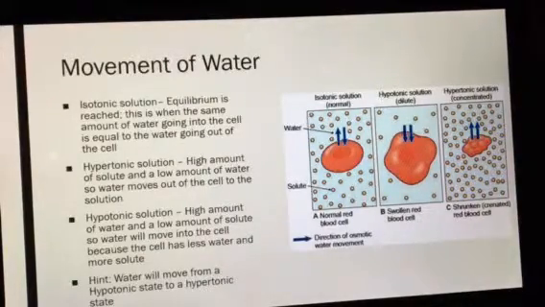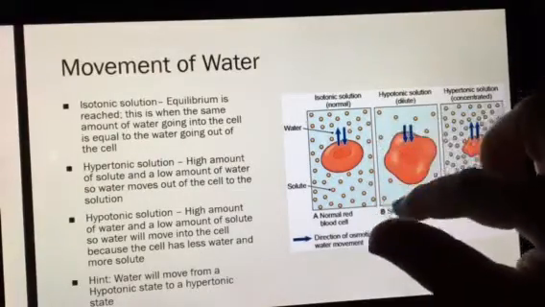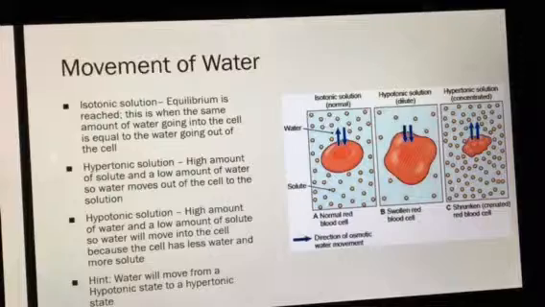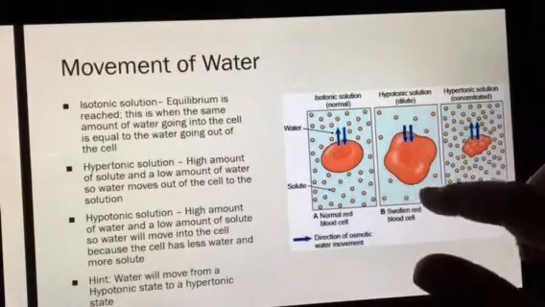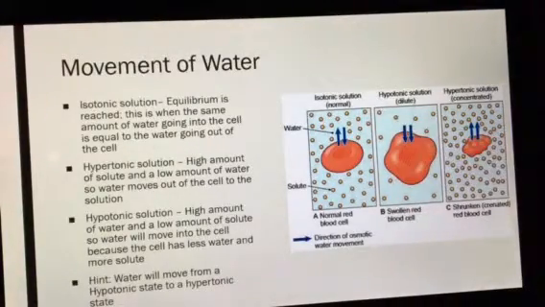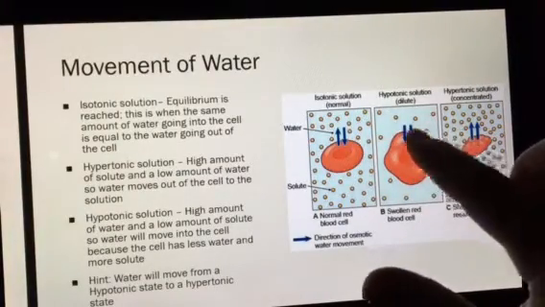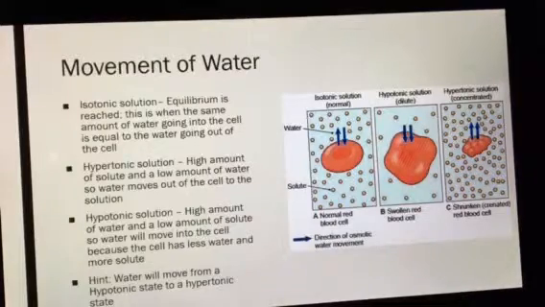which means all the water is going to move out of the cell. In the hypotonic solution, we don't have a whole lot of salt particles here. That means there's a lot of water, a high amount of water, low amount of solute. And so what's going to happen here is we are going to see water move into the cell because we have a high concentration of water and it's moving to a low concentration, which would be inside the cell. Now, in the hypotonic solution, the cell would be hypertonic to that. And so basically we're going to see water move from a hypotonic to a hypertonic.